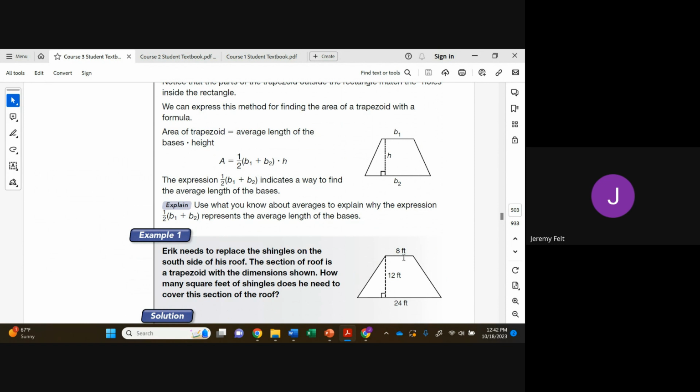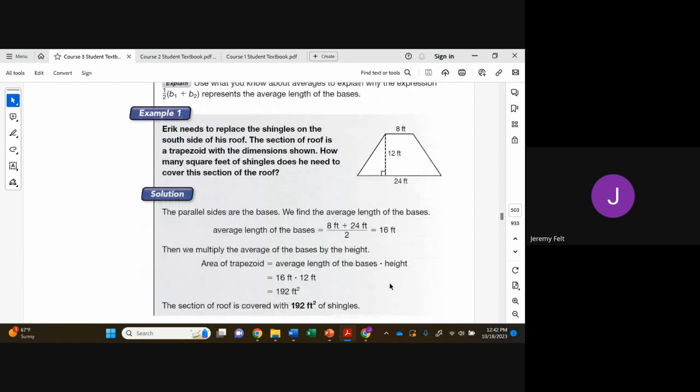So we add 24 and 8 together and then divide by 2. We get 32 divided by 2, which is 16. So 16 is the average of our bases. And then we do 16 times 12 because 12 is our height. So we get 192, and it's feet, so it'd be 192 square feet.